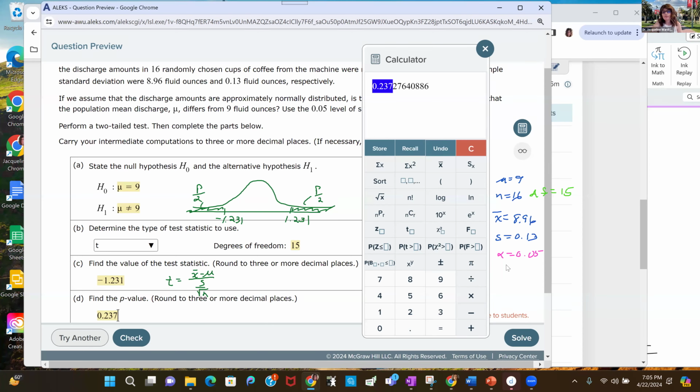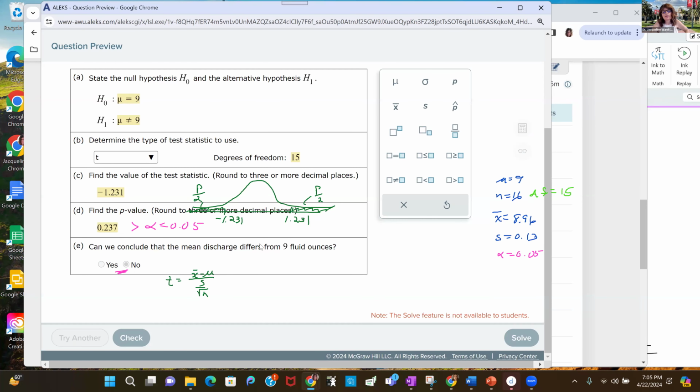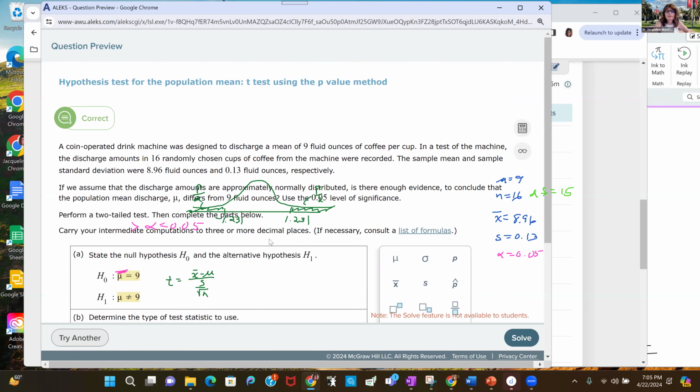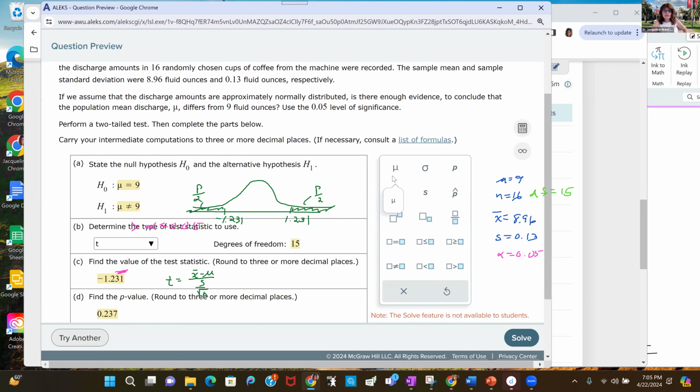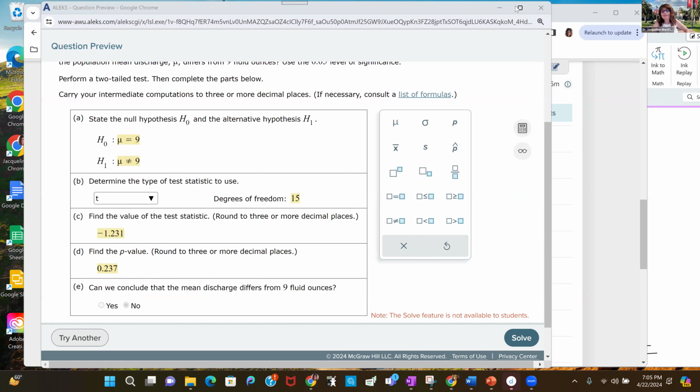And that's greater than alpha. So no. Okay. So no, we cannot reject the null hypothesis in favor of that alternative. Okay. So again, all the same basic idea that we've been doing here.